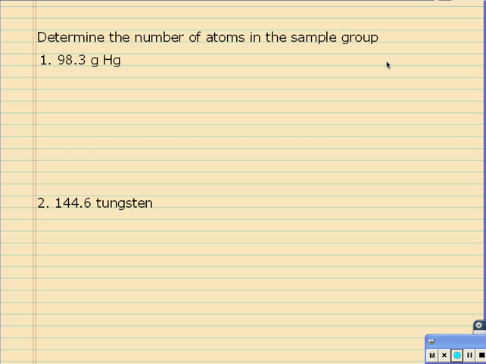So here's some more of your listening checks. You need to determine the number of atoms in the sample group. So 98.3 grams of hydrogen. Don't forget to go look at your periodic table. 144.6 grams of tungsten.